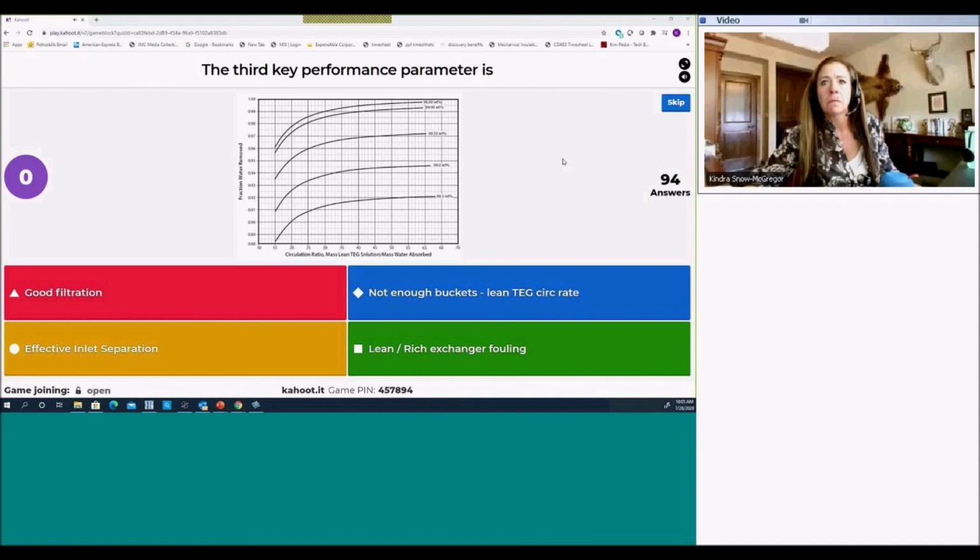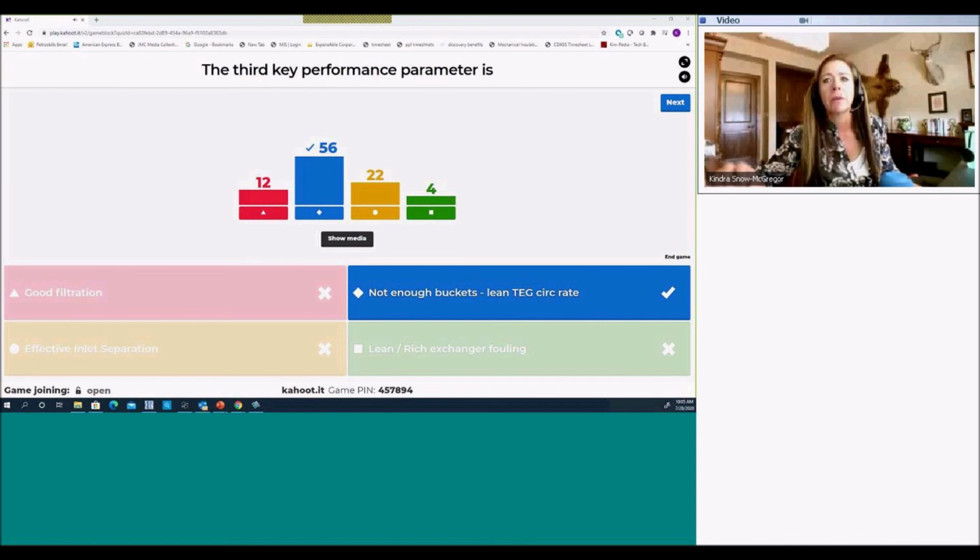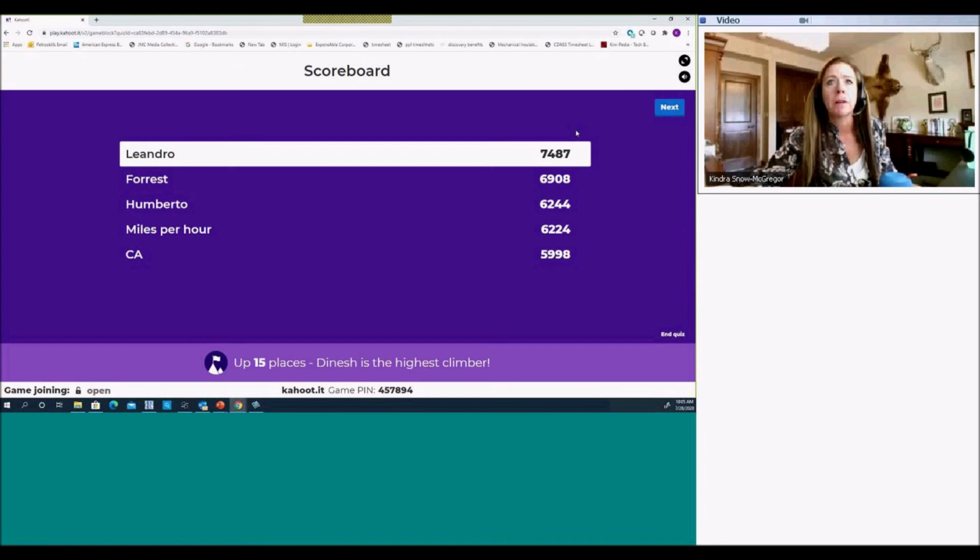All right, nice work. The third key performance parameter is not enough buckets. If I don't have enough buckets to remove the water, I'm not going to meet my dry gas spec. And so that is my lean TEG circulation rate.